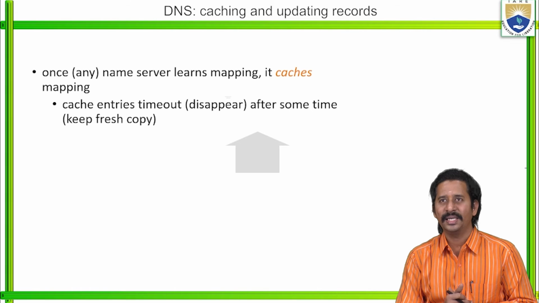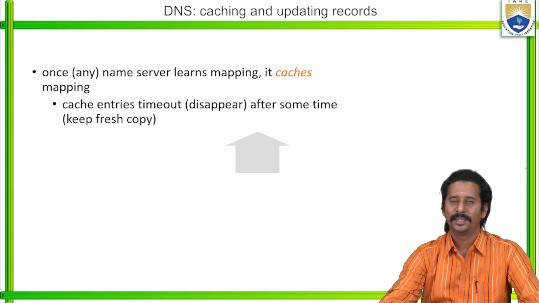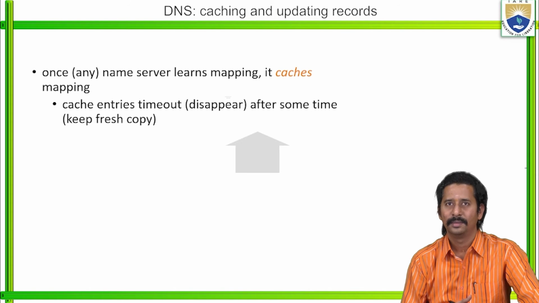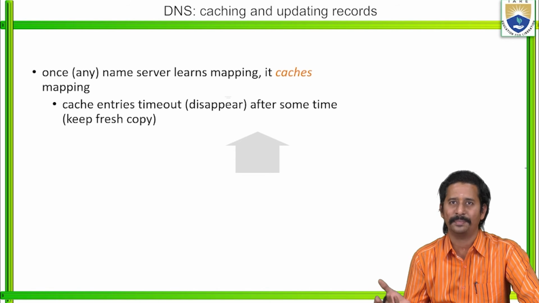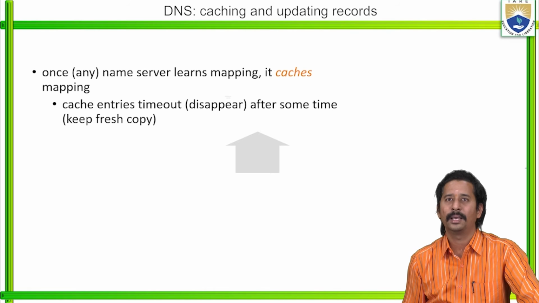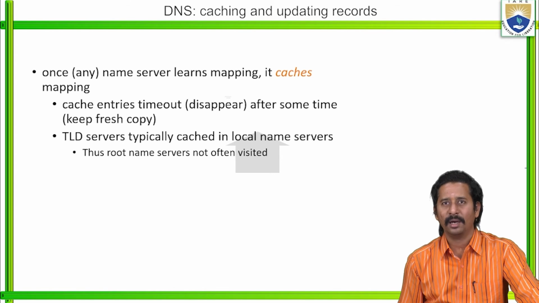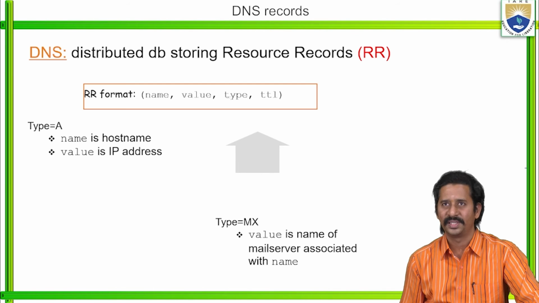Then DNS caching and updating records. See, once any name server learns a mapping, then it caches that particular mapping. The cached entries time out, that is, they disappear after some time, then we need to refresh a particular copy. So in case of updating records, the TLD servers are typically cached in local name servers. So the root name servers are not often visited.